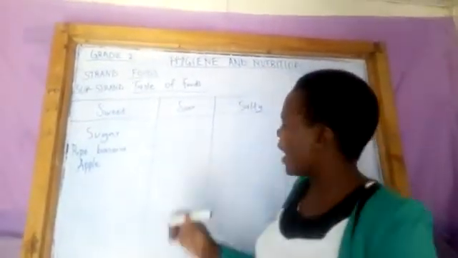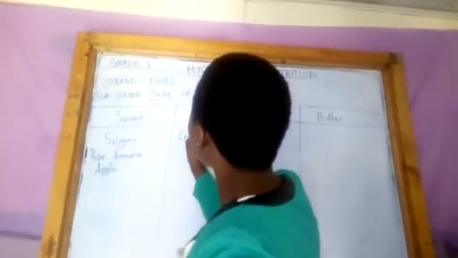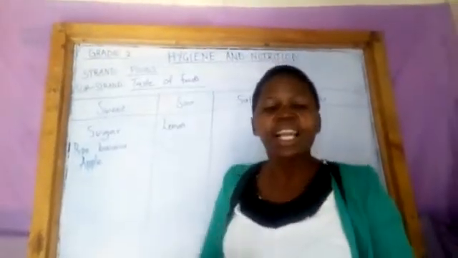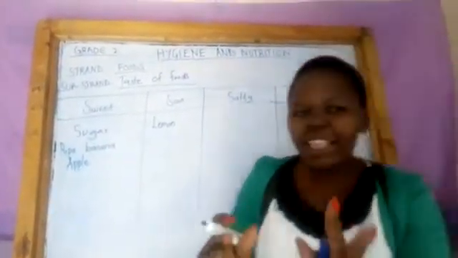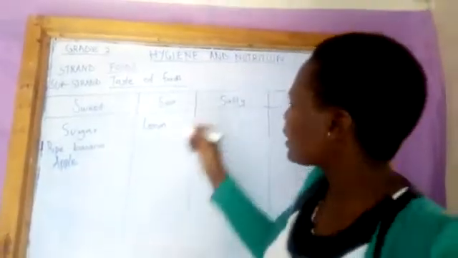And then we have sour tasting foods. Mr. Sour number 1 is always lemon. Don't forget that. Lemon tastes sour. So anything that tastes like lemon is sour.